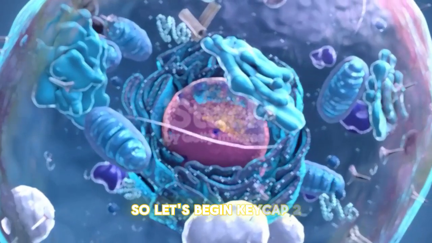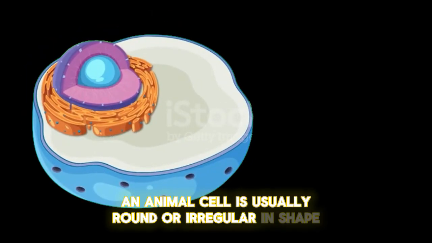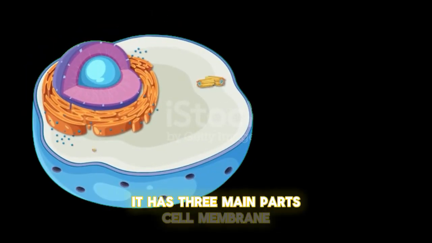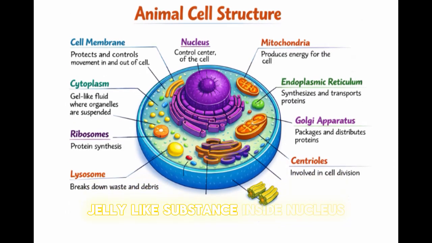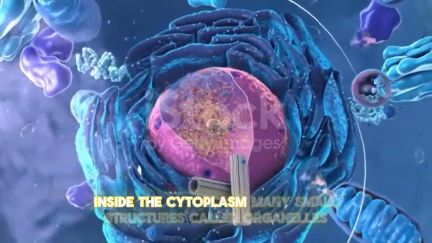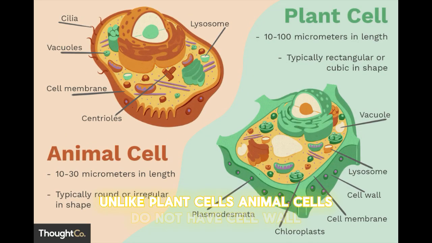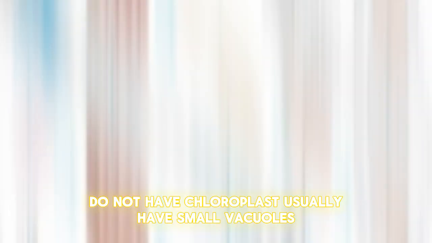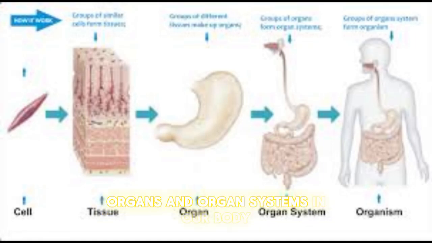So let's begin. Animal cell structure. An animal cell is usually round or irregular in shape. It has three main parts: cell membrane, outer covering; cytoplasm, jelly-like substance inside; nucleus, control center of the cell. Inside the cytoplasm, many small structures called organelles float and perform different functions. Unlike plant cells, animal cells do not have cell wall, do not have chloroplast, usually have small vacuoles. Animal cells help form tissues, organs, and organ systems in our body.